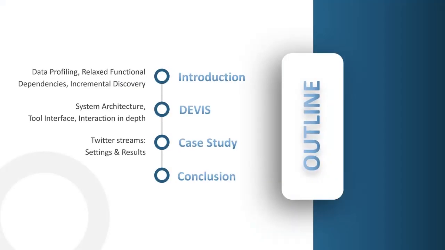This is the outline of the presentation. In particular, after a brief introduction to data profiling and the definition of relaxed functional dependency, we will focus on the presentation of the proposed tool DEVIS by describing its architecture, its visual interface, and how users can interact with it. Finally, we describe the evaluation performed through a case study, in which we focused on the dependencies discovered from streams of data associated to the tweets posted on the Twitter social network.